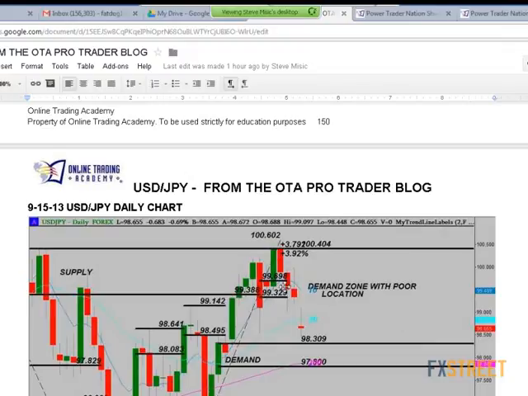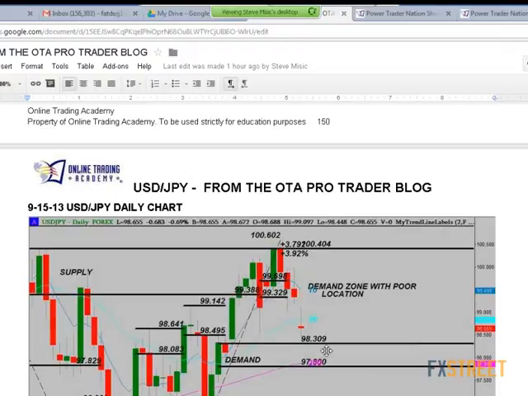So yes, there you go. There's that demand level that was too close to the supply, and of course it didn't work at all. It got traded through right away, pushed through in just 2 days, and there were little buyers there, obviously, because it took 2 days to go through the area. But now we're working our way back down to the lower one at around 90.30.